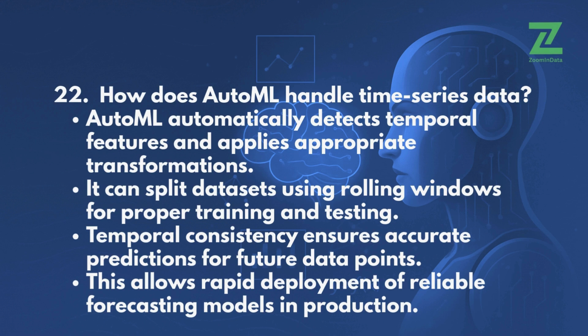How does AutoML handle time series data? AutoML automatically detects temporal features and applies appropriate transformations. It can split datasets using rolling windows for proper training and testing. Temporal consistency ensures accurate predictions for future data points. This allows rapid deployment of reliable forecasting models in production.